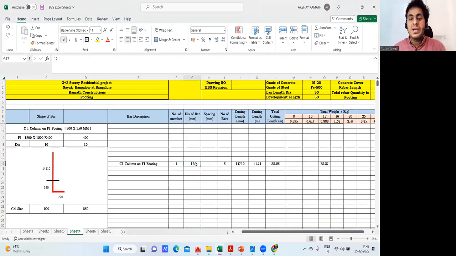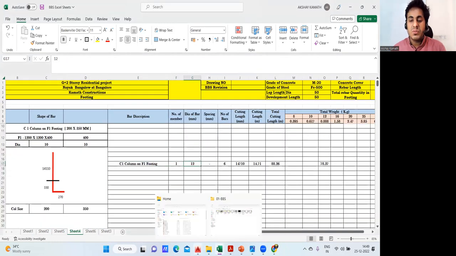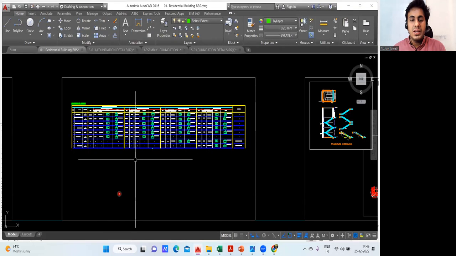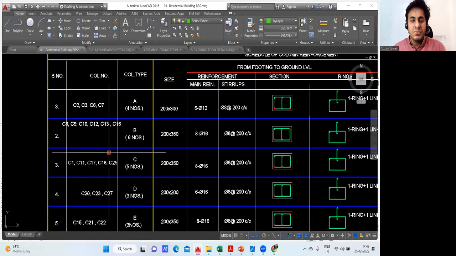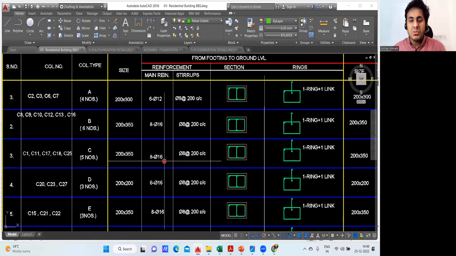Now come to the dia of the bar. What is the diameter of the bar? For that, you have to go back to the drawing, and in the drawing, come to the C1 column. So my C1 column is somewhere here. You can see here, it's written you're supposed to provide a 16 diameter bar, the longitudinal bar. How many numbers? 8 numbers. So 16 dia, you have to provide 8 numbers.